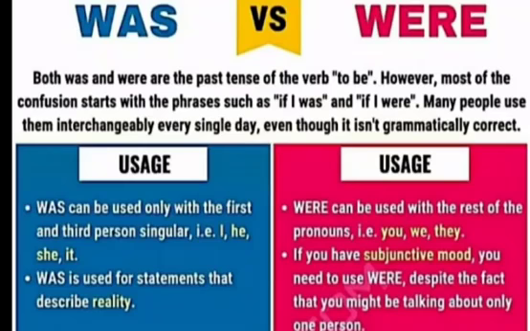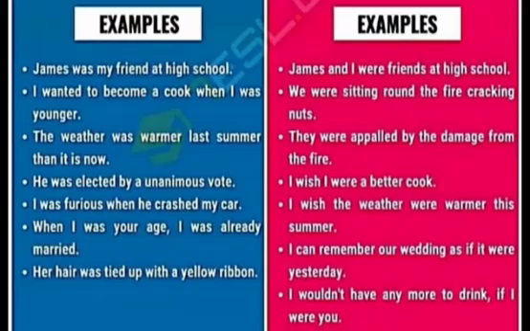Yes. Was can be used only with the first and third person singular. Mind it, first and third person singular. Examples: I, he, she, it. Already we discussed the persons. First person, second person, third person. First person singular is I, plural is we. Second person singular you, plural you. Third person singular he, she, it, plural they.